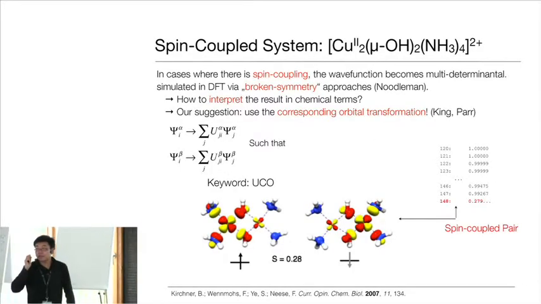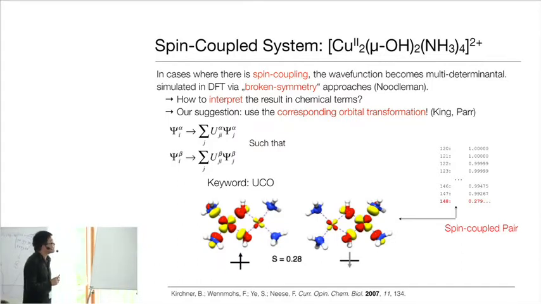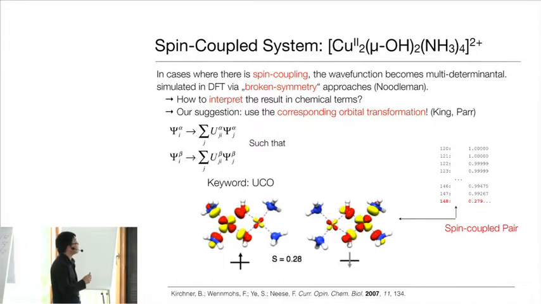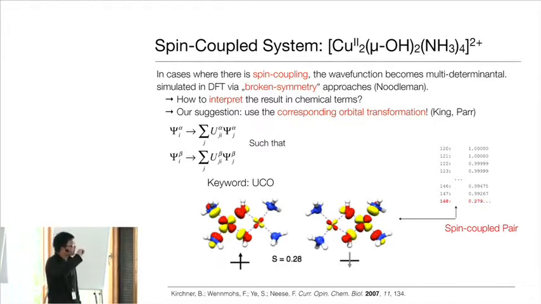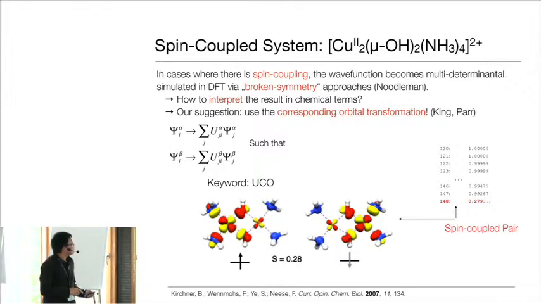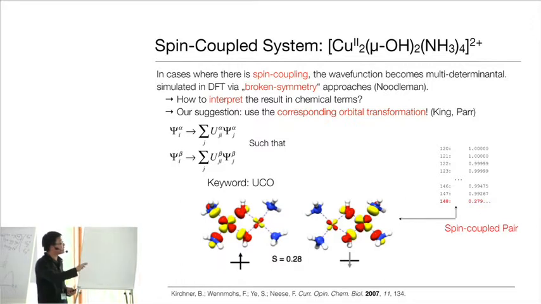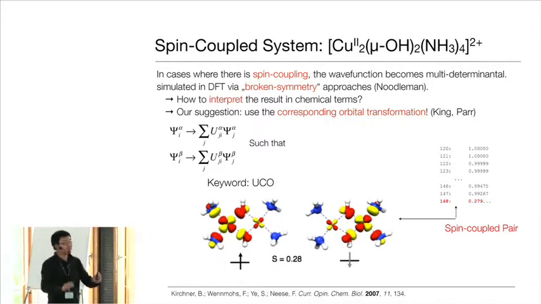I think we have met this kind of system many, many times. This is a typical thing in magnetochemistry. This is a spin coupled, exchange coupled copper dimer. In this case, we have developed the so-called broken symmetry approach, which I think Boss has mentioned, right? I don't know. And then how to interpret the chemical things. Forget all the theory, and let us talk about how to look at the electronic structure of that.